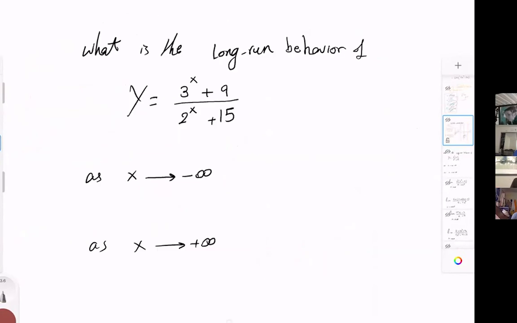What is the long run behavior of this? Extra credit, who can solve this one? Time is up, no extra credit.